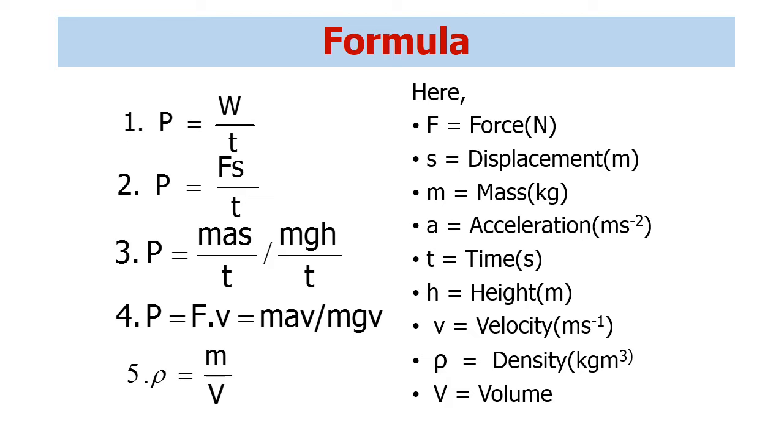To calculate the volume of a deep well, we will apply the formula V equal to pi r square L, because the shape of the deep well is cylindrical, and we know the volume of a cylinder is V equal to pi r square L. So let us have a look.